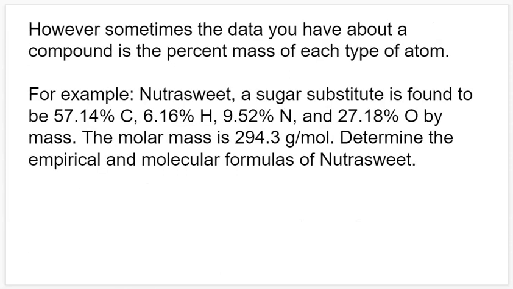All right, here's a more complicated example of this sort of analysis. Say instead of being given the empirical formula, the only information we have is the percent mass of each type of atom. So let's say we're analyzing NutraSweet, which is a kind of sugar substitute. We did some elemental analysis by mass and figured out that it was 57.14% carbon, 6.16% hydrogen, 9.52% nitrogen, and 27.18% oxygen. We know the total molar mass, which is pretty heavy. From this, we can determine both the empirical and molecular formulas of this molecule.